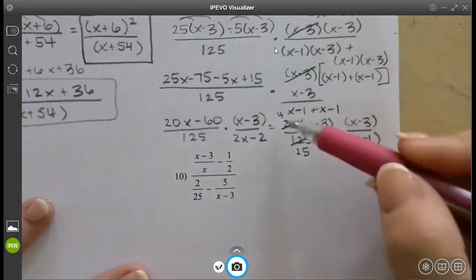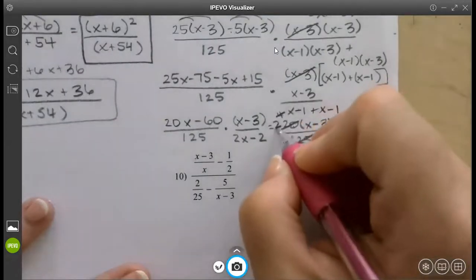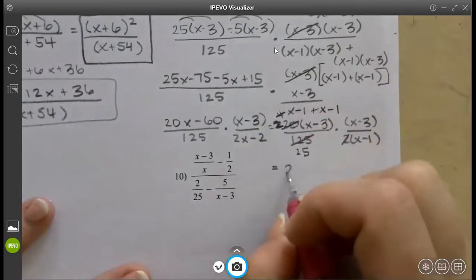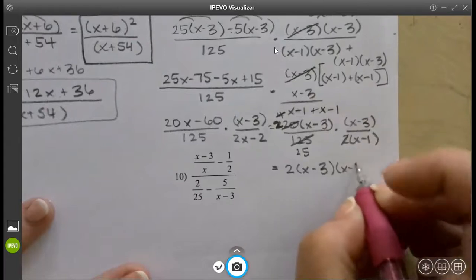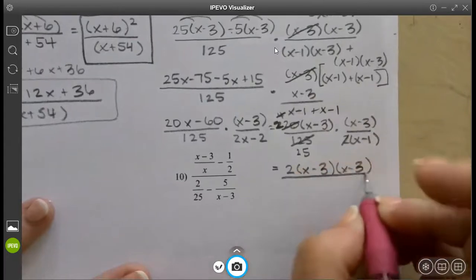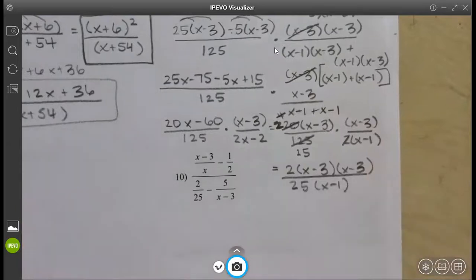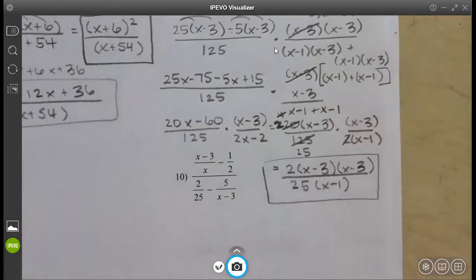And then you also have 4 divided by 2, which just gives you 2. Okay. So on the top, I have a 2, x minus 3, x minus 3. On the bottom, I have 25 and x minus 1. They may write it as x minus 3 squared. Okay, that would be the only difference in that.